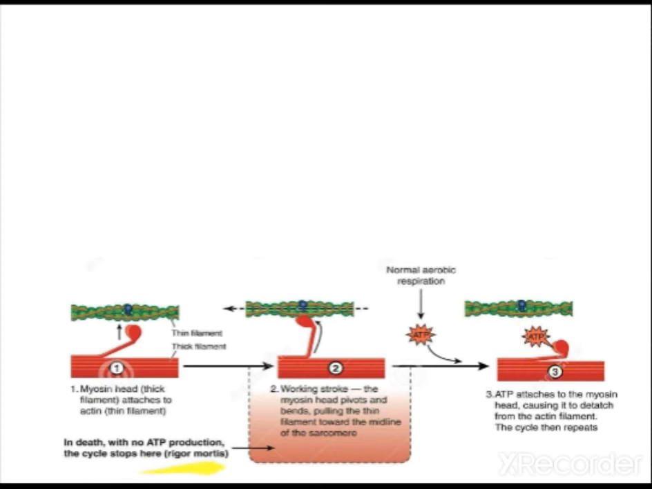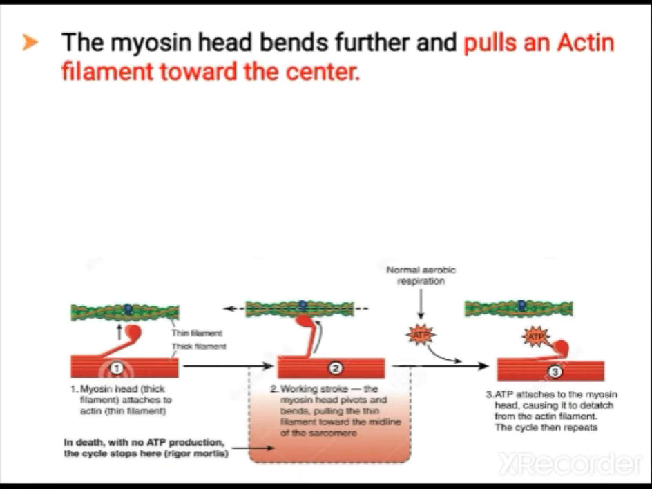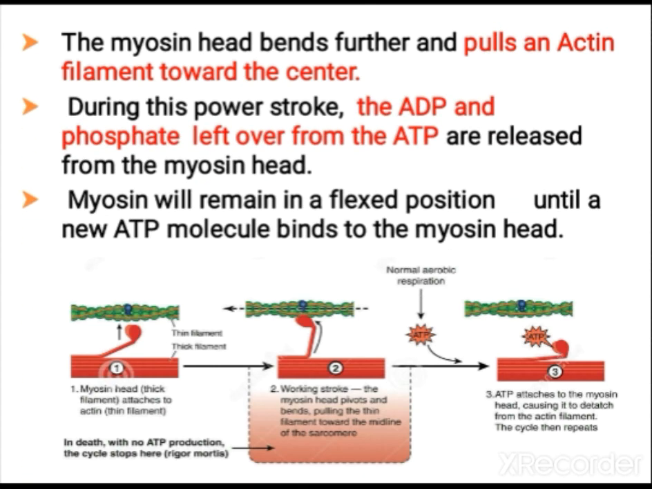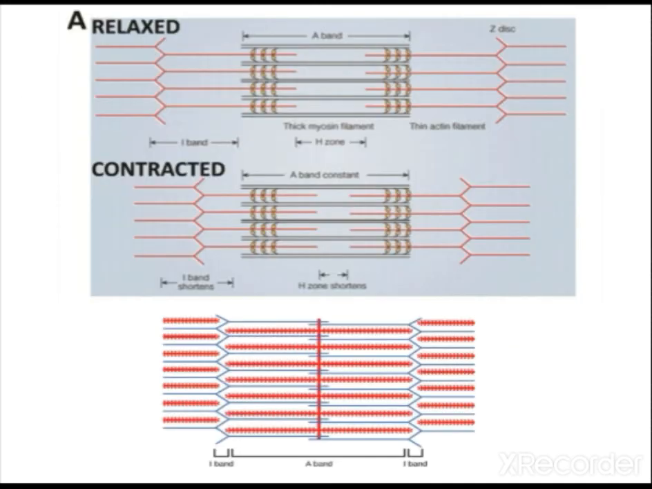In death, there is no ATP production and the cycle stops here. So this you call rigor mortis. The myosin remains as such in the position. Until an ATP molecule comes and combines, it cannot be released. Otherwise it will remain in this position only. So it occurs during death, when there is no ATP production. The cycle stops here itself.